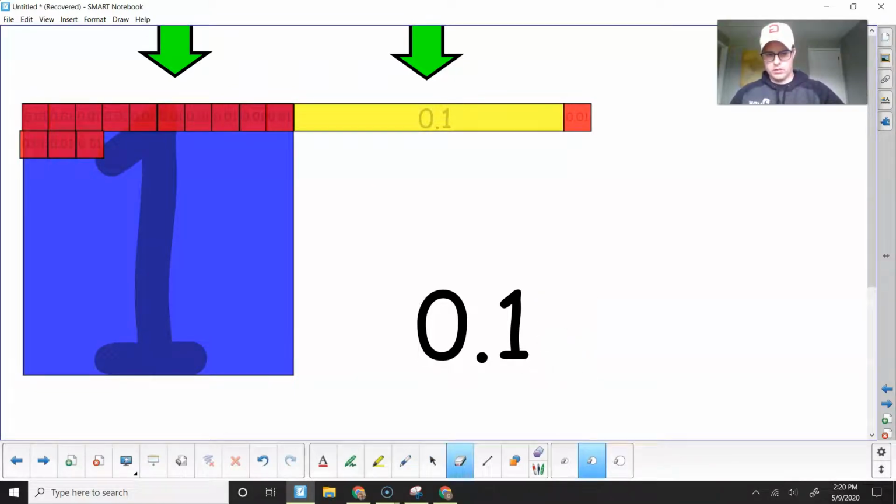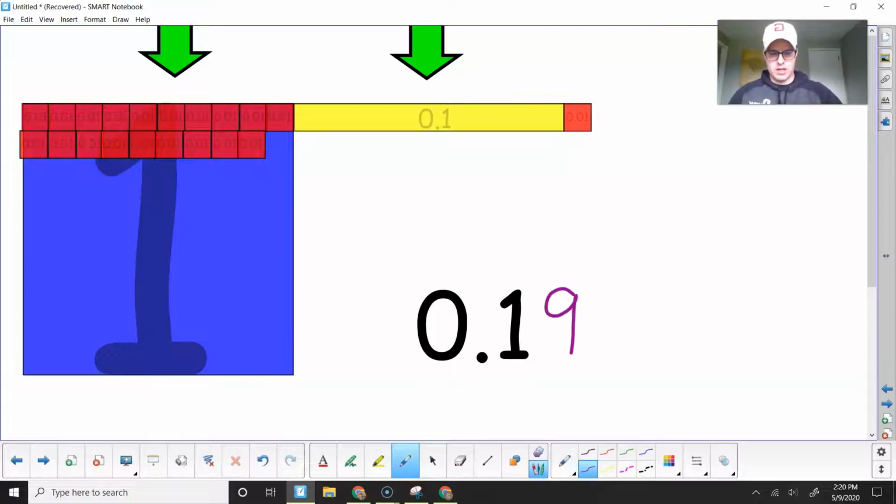If I were to keep going, 0.13. Keep going, 0.14. You just count out loud with me, all right? 0.14, 0.15, 0.16, 0.17, 0.18, 0.19, and pause. What's going to happen if I add another one?